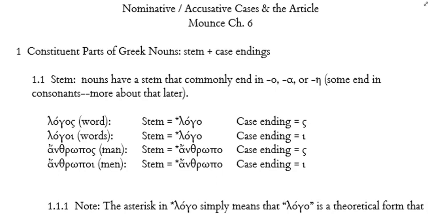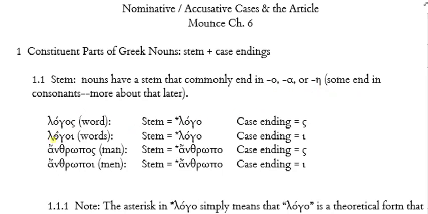So let's talk about those case endings and the stems. Let's start with stems. Nouns have a stem that commonly ends in omicron, alpha, or eta. Some have stems that end with consonants. We're not going to meet those until we get to chapter 10. But for now, we're going to deal with the stems that end with vowels. So omicron, alpha, or eta will be what the stem ends with.